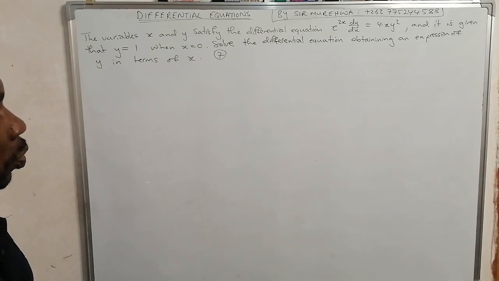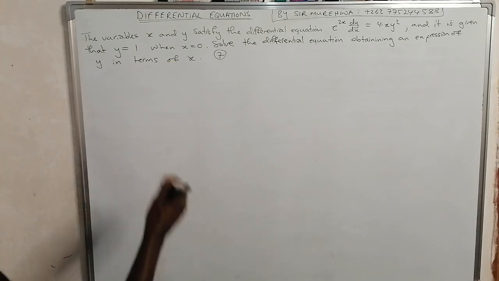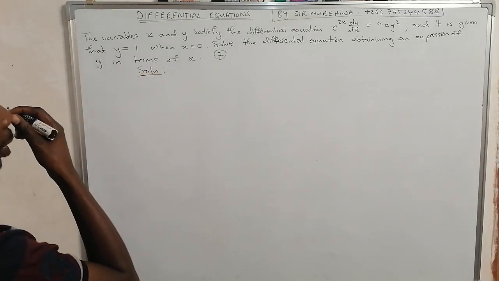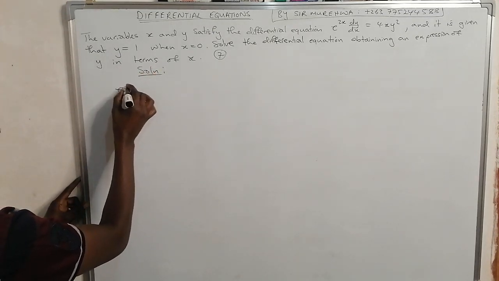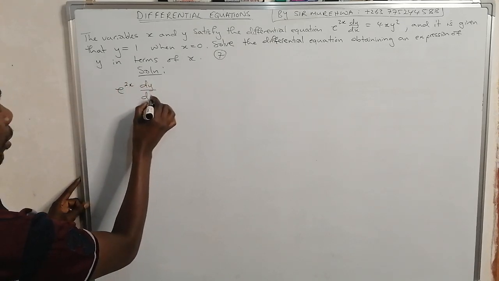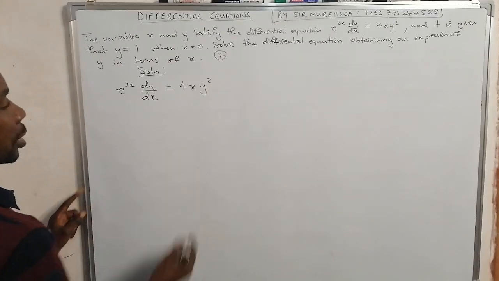Right, so we want to tackle this differential equation. The question was from a Cambridge paper. Solution: we are given e to the power 2x dy/dx is equal to 4x y squared.